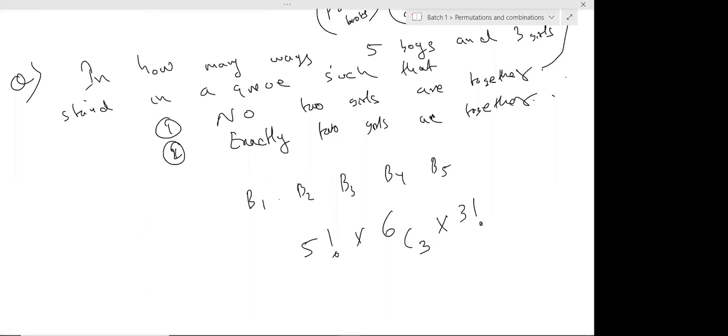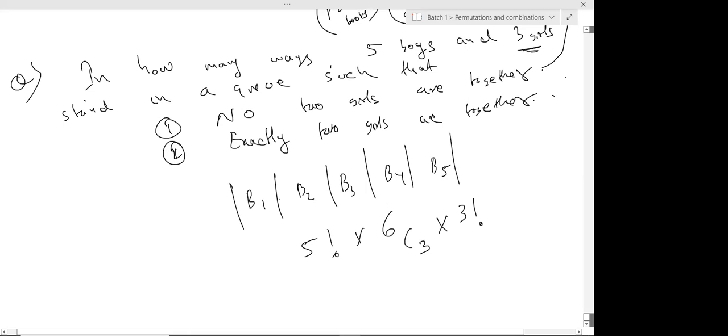Is it clear? Sir, why 6C3? See, because no two girls are together, right? That means I need to keep the girls separate. So I need to fill them in these gaps. So 6 gaps I have, but I need only 3 to fill 3 girls. So 6C3. Now these 3 girls can be arranged internally. So 3 factorial.